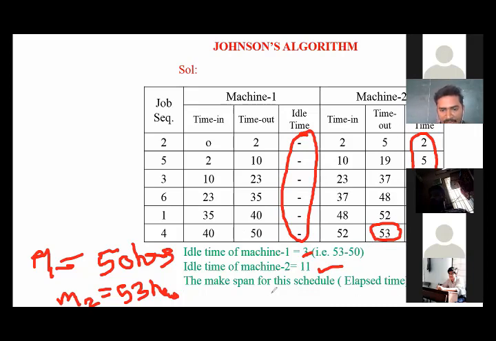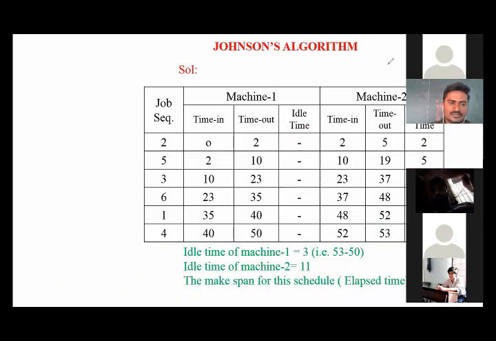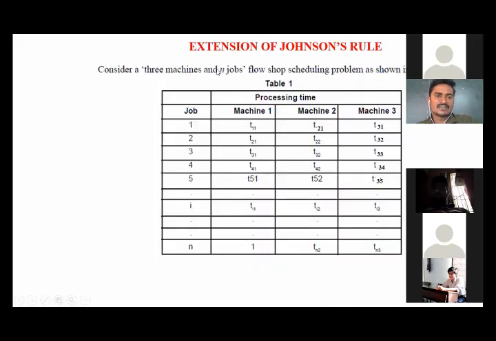Next, the elapsed time or makespan for this schedule. The completion time for this machining is 53 hours. The final time is 53 hours. That is the elapsed time. This is about n jobs, 2 missions. Now we are going to the extension of this, the extension of Johnson's rule.